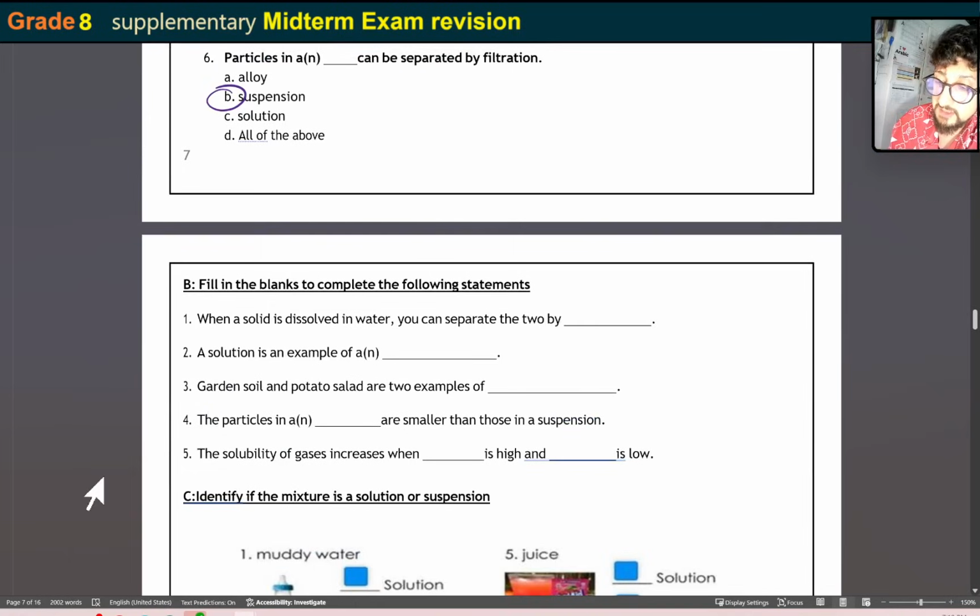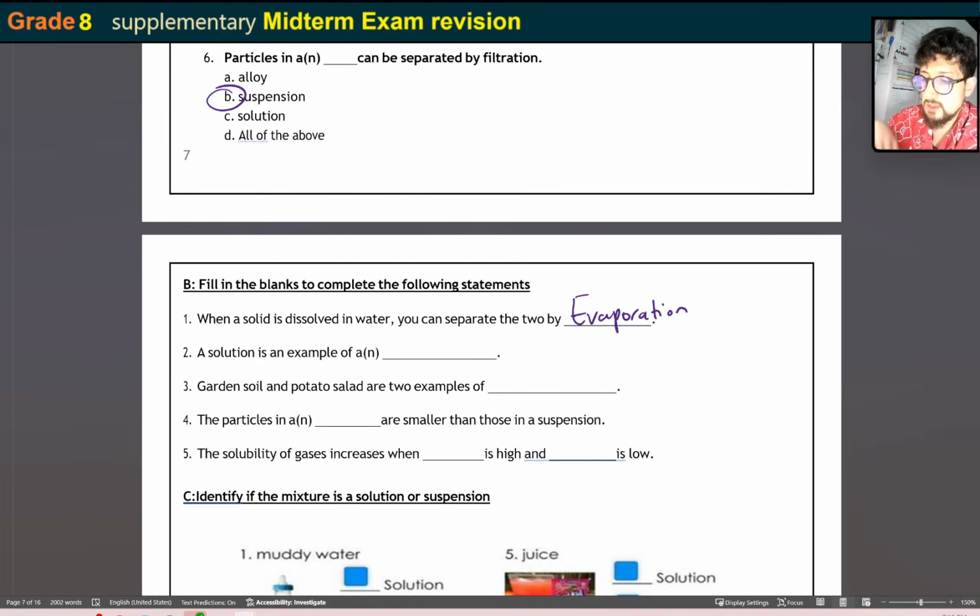When a solid is dissolved in water, you can separate the two by evaporation, which means evaporating the water, evaporation or distillation or boiling. Okay, so all of these are acceptable. When you have a solid dissolved in liquid, like sugar and water or salt and water, and you want to get the salt away from the water, you can boil it, the water will evaporate, and then the salt will remain behind.